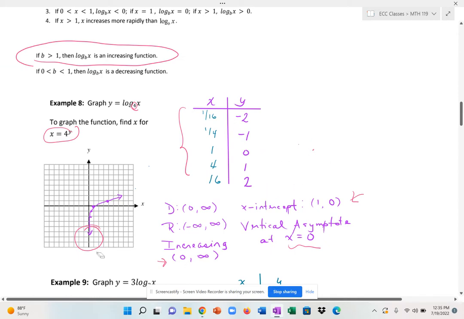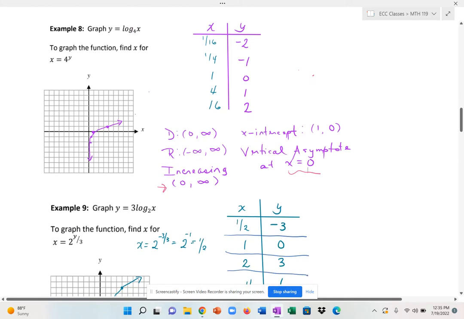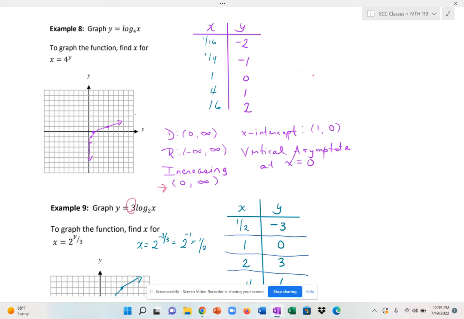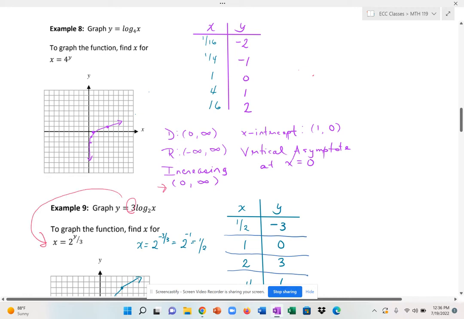Okay, so it's not the same shape as an exponential, but it is very similar. So later on, I'll graph an exponential function and a logarithmic function on the same grid. Okay, here we want to graph y equals 3 log base 2 of x. Here again, I have a coefficient, and I need to get rid of that coefficient first by dividing both sides by 3. And then when I rewrite this, it'll be x equals 2 to the y over 3.